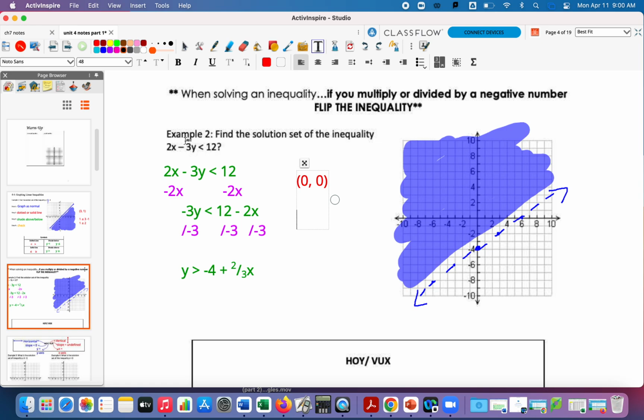And I'm going to go back to the original, just in case I make a mistake. So 2 times 0 minus 3 times 0. Is that less than 12? Well, this whole side would be just 0. So we have 0 less than 12, which is true. So 0, 0 is in this area. It worked out, so everything in this area works out.